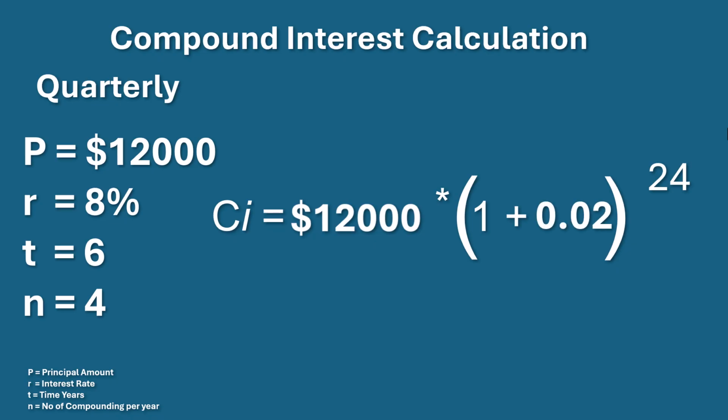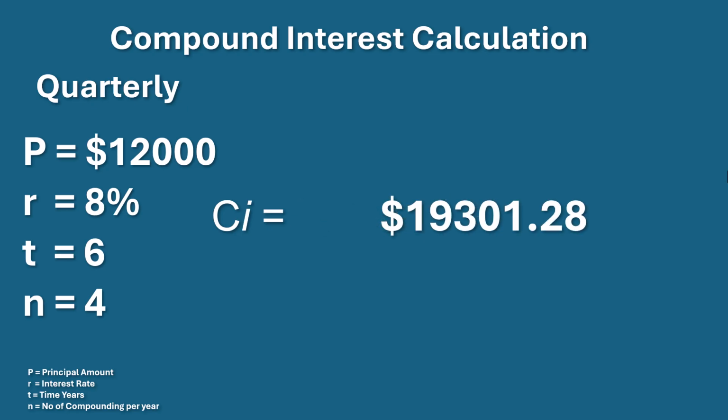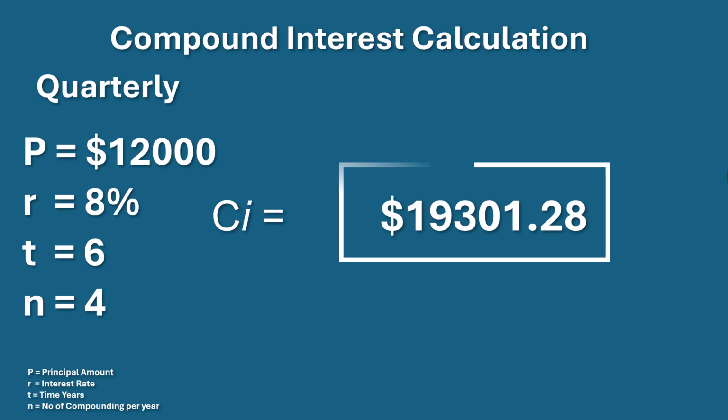Then add 1. 1 plus 0.02 equals 1.02. Now raise 1.02 to the power of 24. That equals approximately 1.60844. This is called the compounding interest factor. Then multiply this factor by the principal amount. $12,000 multiplied by 1.60844 equals $19,301.28. That is the final answer for compound interest calculated quarterly.